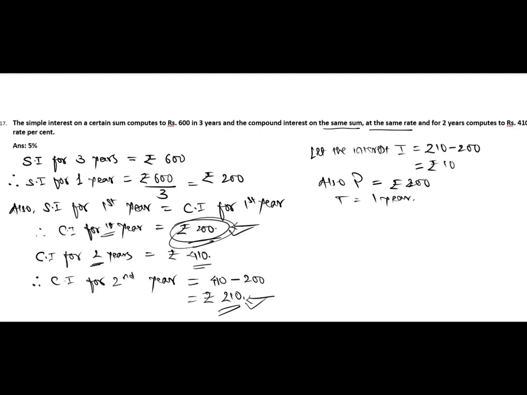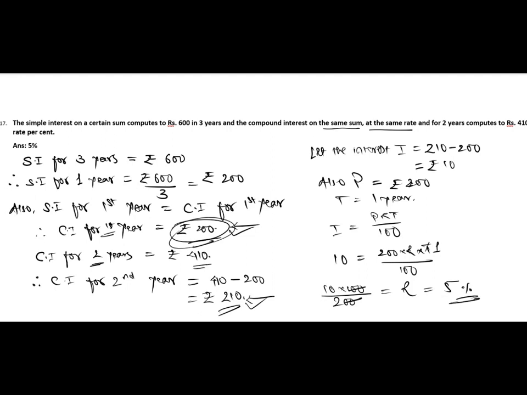So we can find the rate. I is equal to PRT upon 100. So I is 10, P is 200 into R into T upon 100. So 10 into 100 upon 200, okay, T is 1 over here. 10 into 100 upon 200 is equal to R. So it will be 5%. Rate will be 5%. Right?